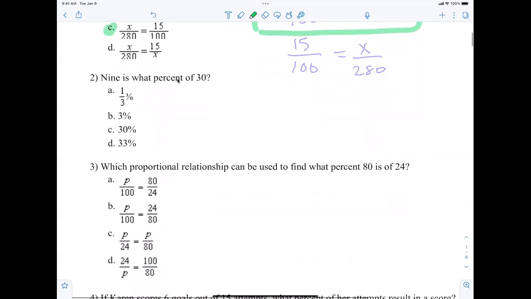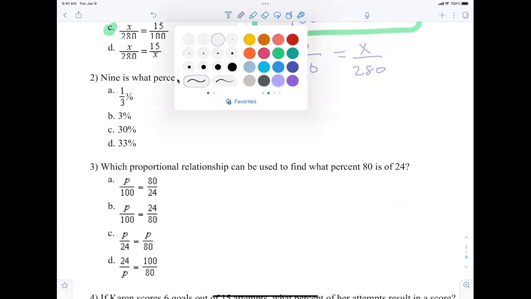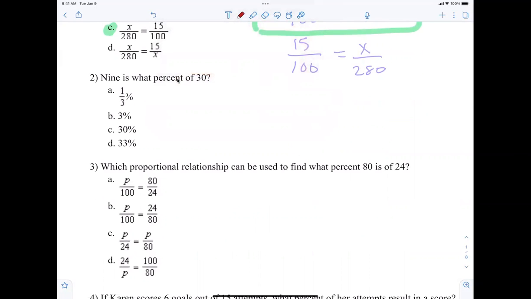Now here, for me personally, I like just saying the equation. So 9 equals what percent of 30? That's how I like to look at it. So X equals 9 divided by 30, which is 0.3. So that would be what percent? 30%. I'm happy if you got 2 for 2.